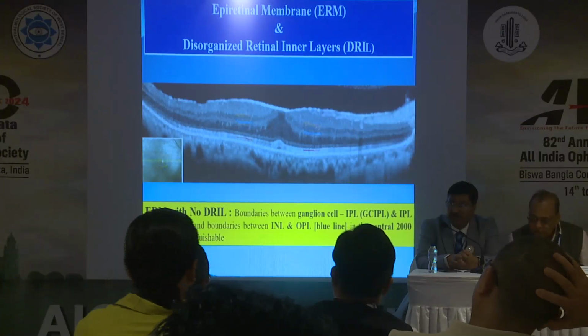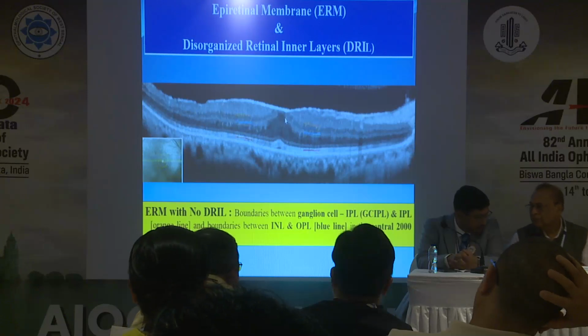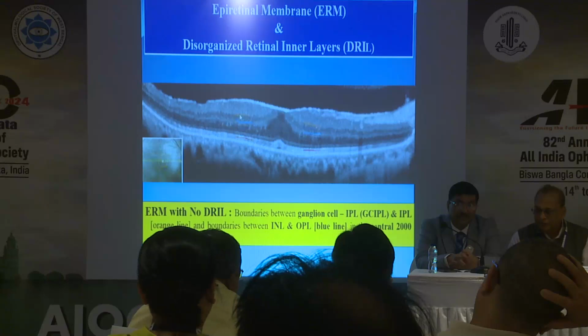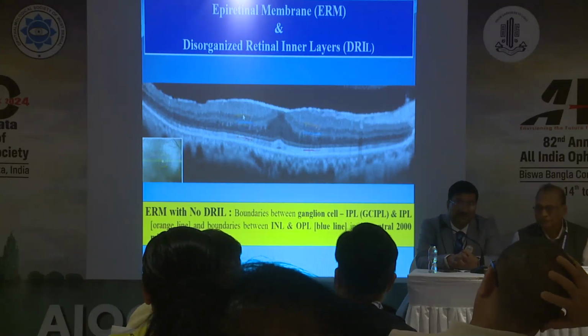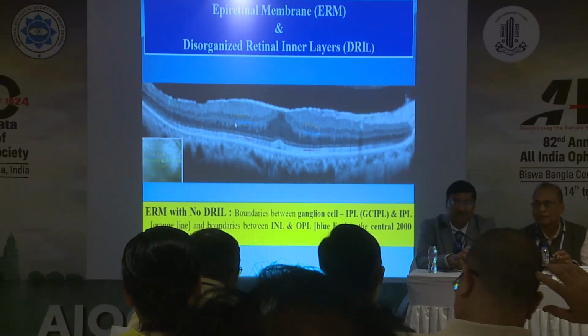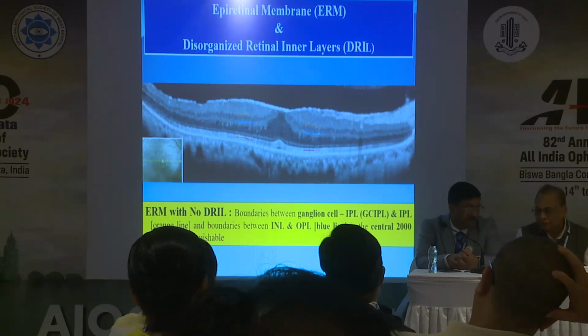Now if you see here that there's an epiretinal membrane, and there's some distortion of the anatomy of the fovea. Now whether there is a DRIL present or not, for that you have to see that the boundary which is forming between the ganglion cell layer and the inner plexiform layer, and the inner nuclear layer and the outer plexiform layer is distinguishable. If it is distinguishable, then there's no DRIL.